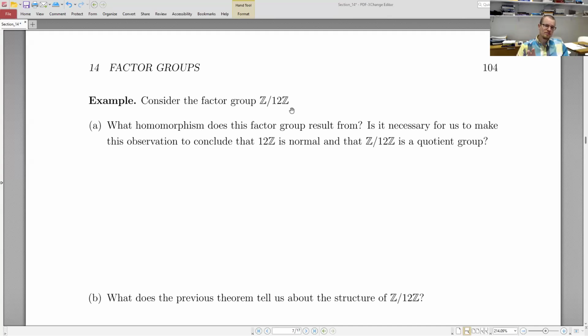So what homomorphism does this factor group result from? All right, so what I want to do is I want to find a homomorphism phi whose kernel is exactly 12Z.